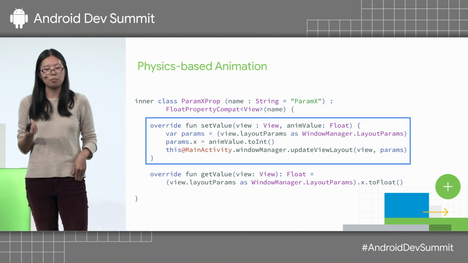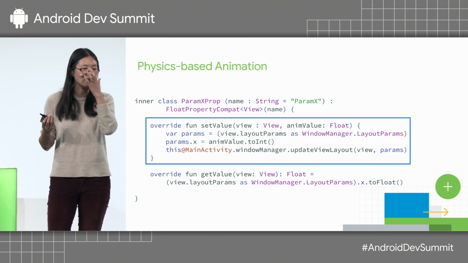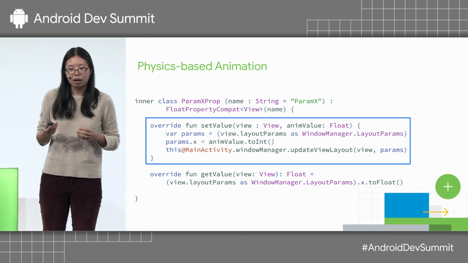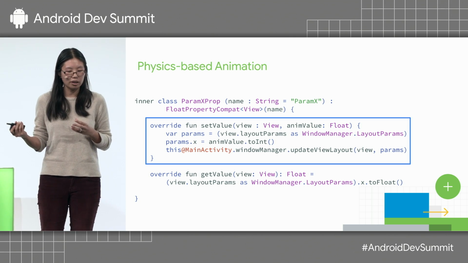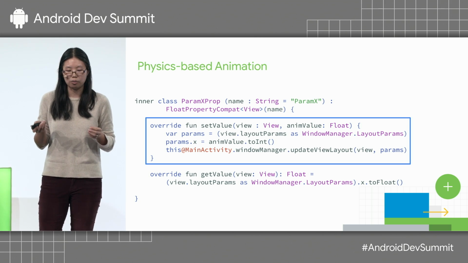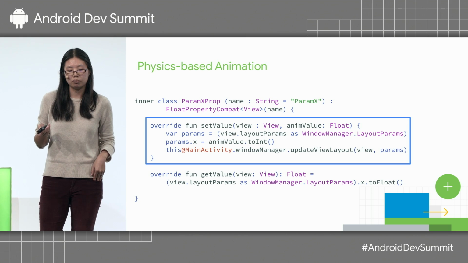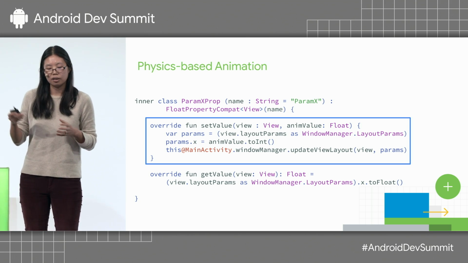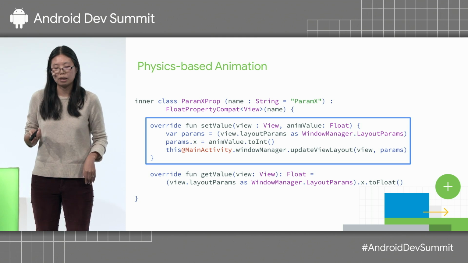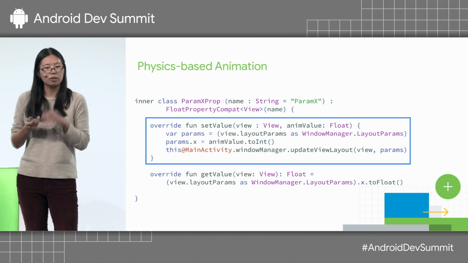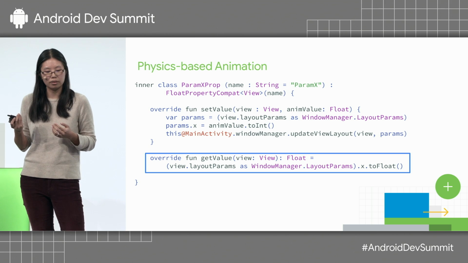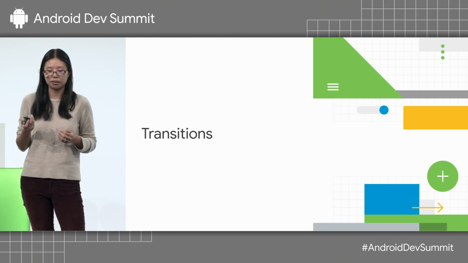This is my custom property, and the whole point of it is to associate the animation value with the position of that bubble. Whenever the animation value changes, we get this setValue call. We then set that animation value onto the layoutParams.x, because the view is animating in an application overlay window. Then we have the window manager update view layout to reflect the change. Similarly, in getValue, we just return the layoutParams.x.